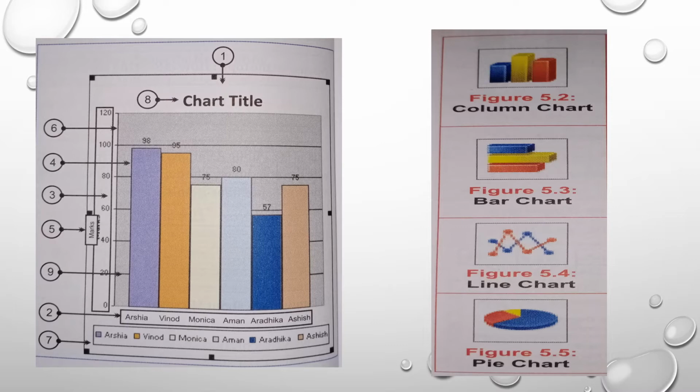Now let's see commonly used chart types. How many types of charts? The first type is the column chart, then the bar chart, line chart and the pie chart.